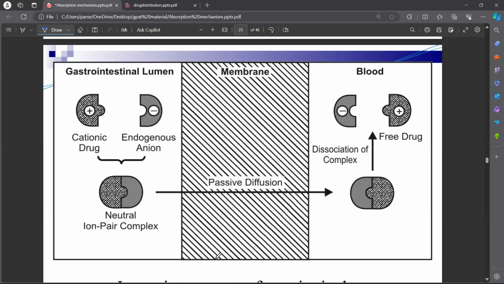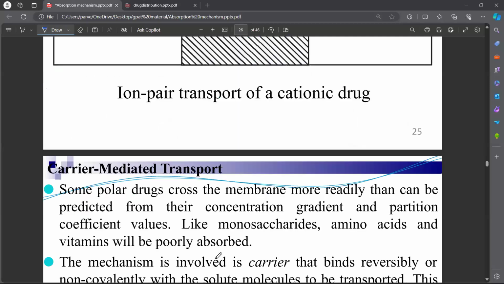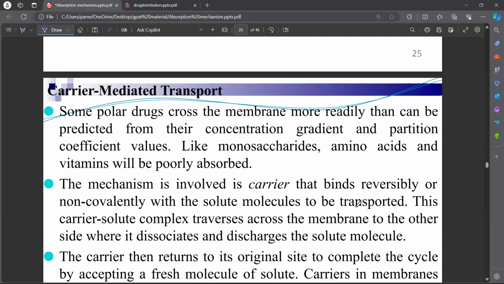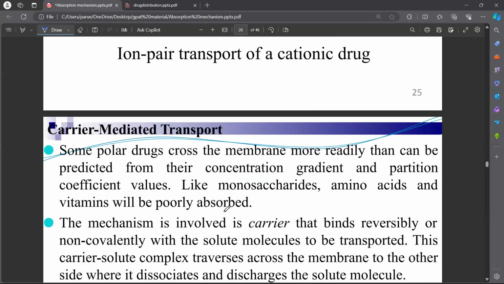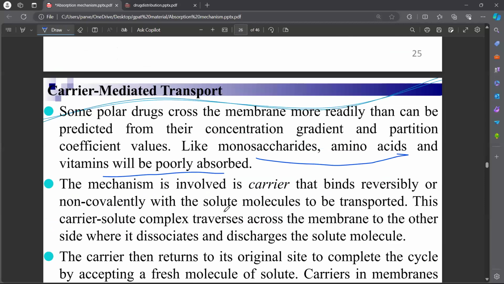Next, carrier mediated transport. Some of the polar drugs cross the membrane more readily than can be predicted from the concentration gradient and partition coefficient, like monosaccharides, amino acids, and vitamins, which would otherwise be poorly absorbed. For these, the transport mechanism available in our GIT is carrier mediated transport, where the carrier is made up of protein present in the phospholipid bilayer membrane. The drug binds to the carrier and gets transported through the GIT membrane.